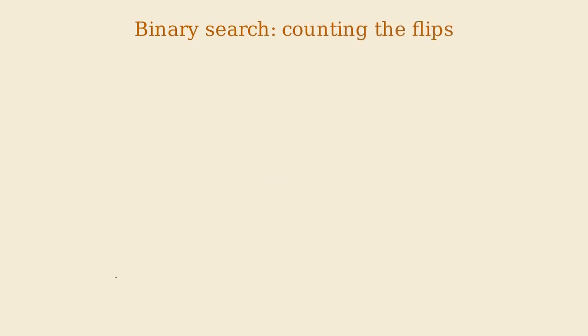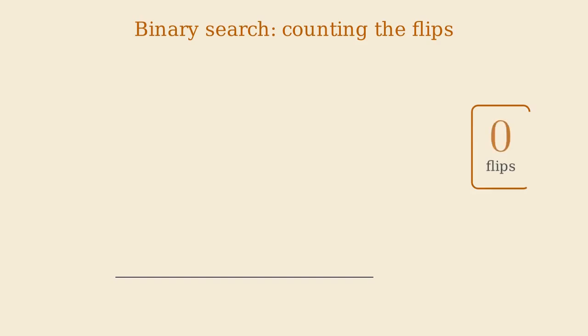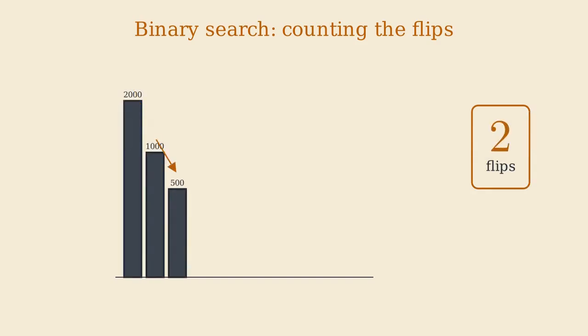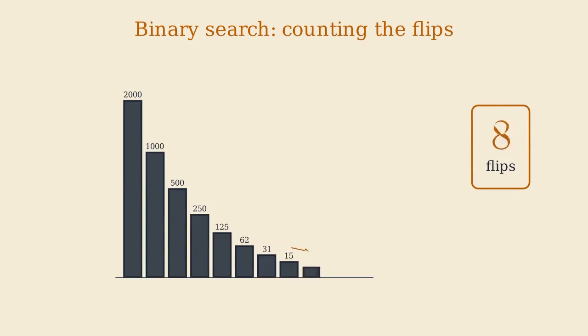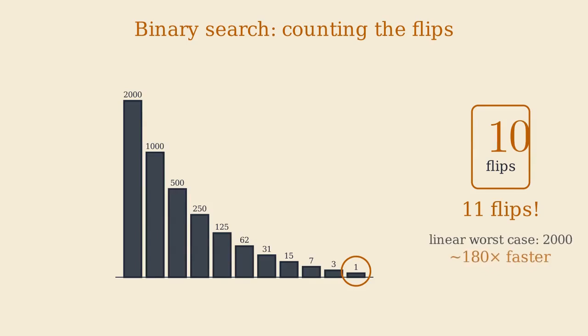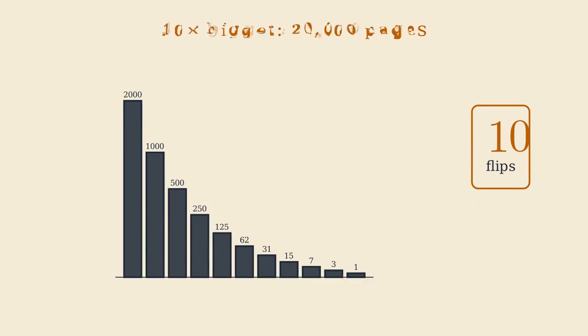Start with 2,000 pages, halve it, 1,000, halve again, 500. Then 250, 125, 62, 31, 15, 7, 3, 1. Count those steps. 11 from 2,000 pages down to 1 in 11 flips. Compare that to linear search's worst case of 2,000. You've done the same job roughly 180 times faster.